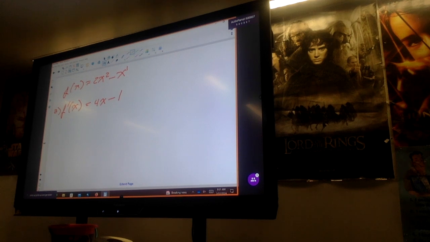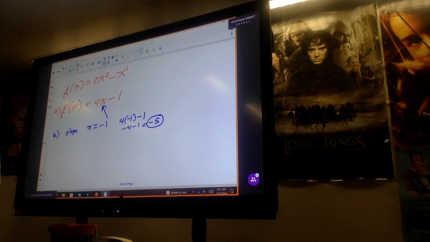And then find the instantaneous rate of change. Okay? For b, the instantaneous rate of change, that's the slope at that point. So I'm going to take x equals negative 1, and I'm going to plug it into our derivative. So I'm going to get 4 times negative 1 minus 1, which is negative 4, minus 1, which is negative 5. So this is my slope at that exact point.